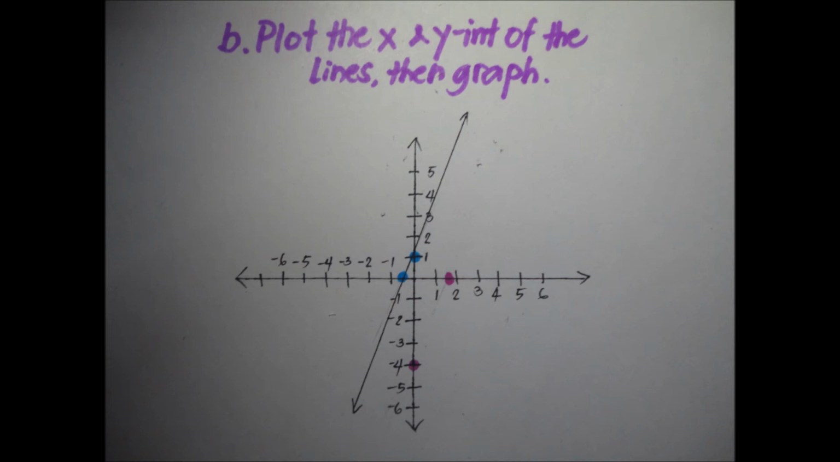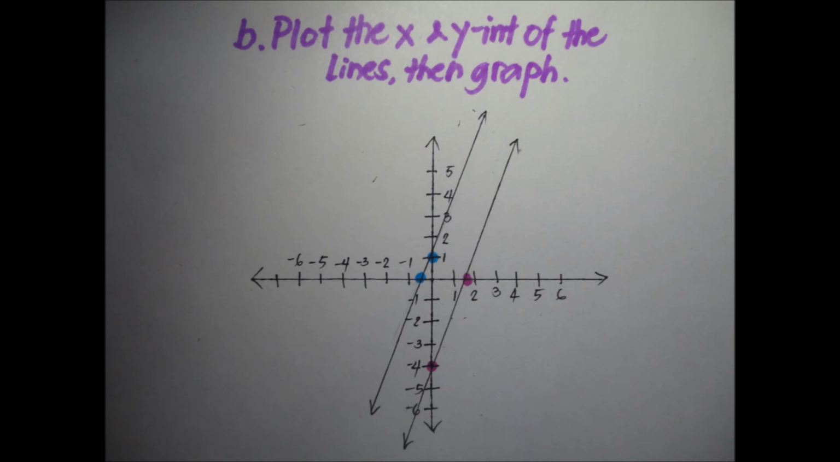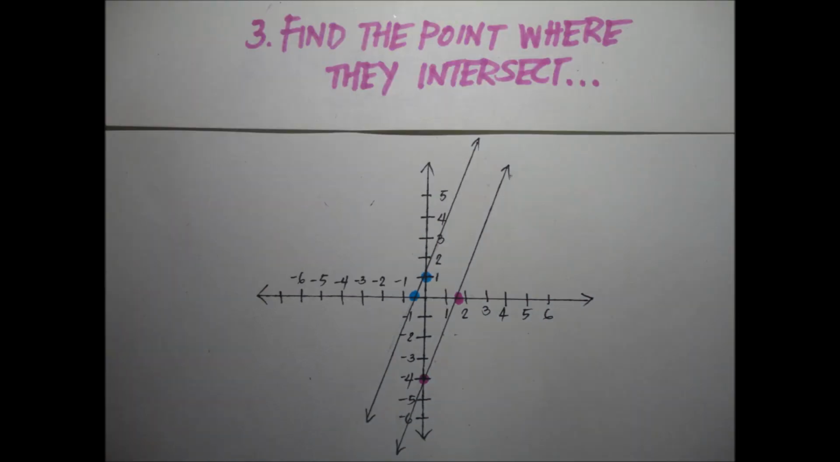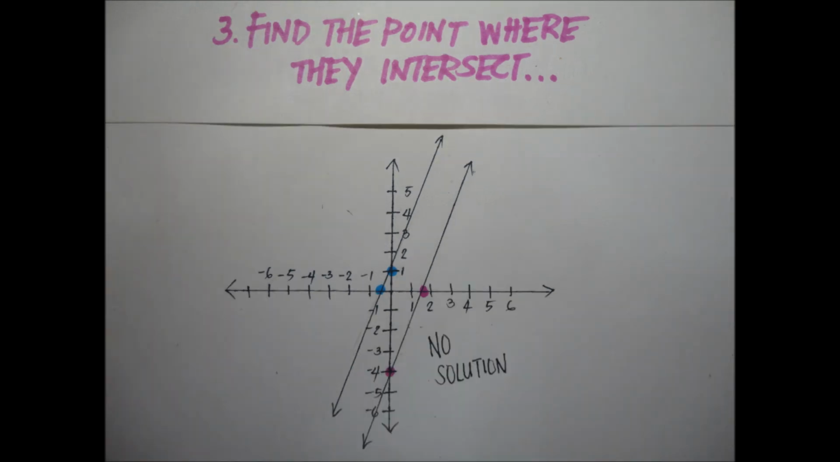Now that we have finished plotting the points, we will now connect the x-intercept and y-intercept of the first line. After connecting them, we will now connect the x-intercept and y-intercept of the second line. Next thing we do is find the point where they intersect. But as you can see, they don't intersect at any point. This means that they have no solution. Let us move on to another problem.